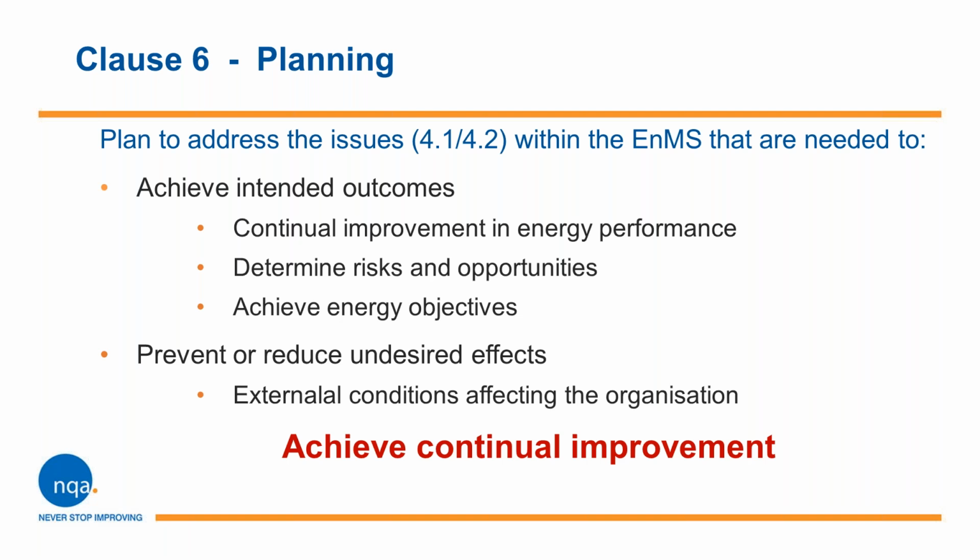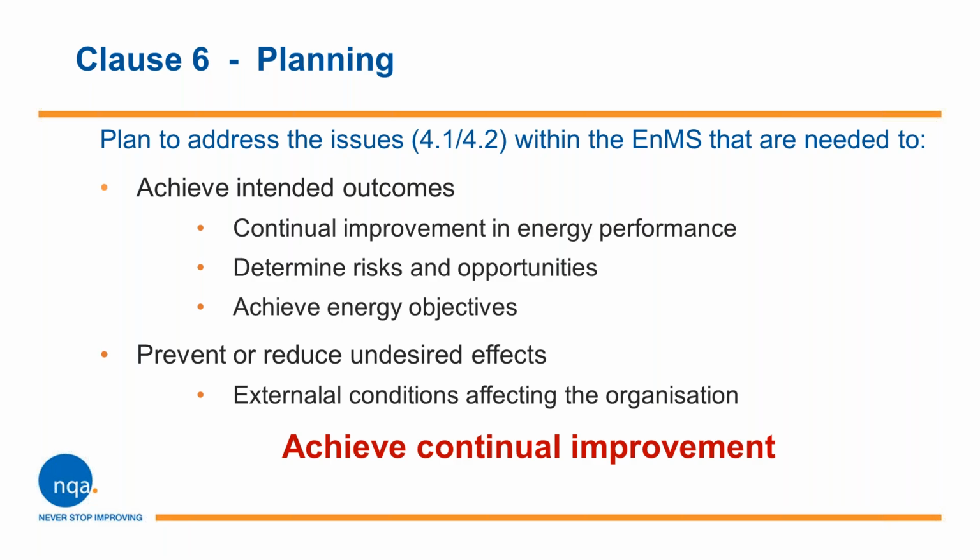So moving on to clause 6, planning. Clause 6 is all about addressing the issues that you identified at the start in clause 4.1. So this is the issues about what's going to help us and what's going to get in the way. We're now starting to think about how we can plan around those issues. How can we plan to maximize the things that are going to help us? How can we plan to minimize or mitigate the things that are going to get in the way? So it's all about planning to achieve the intended outcomes.